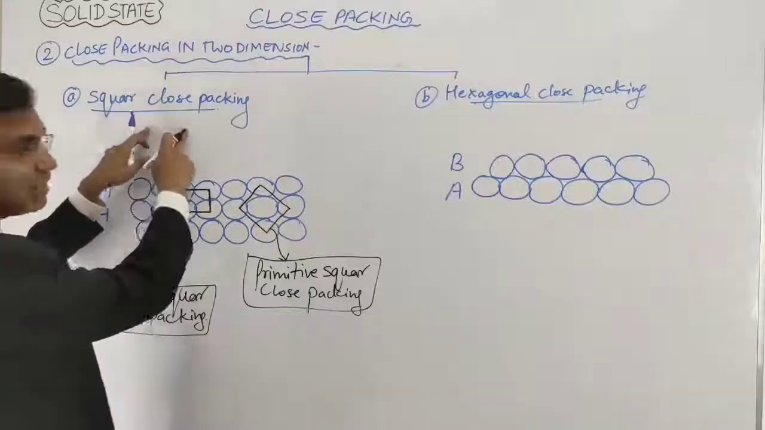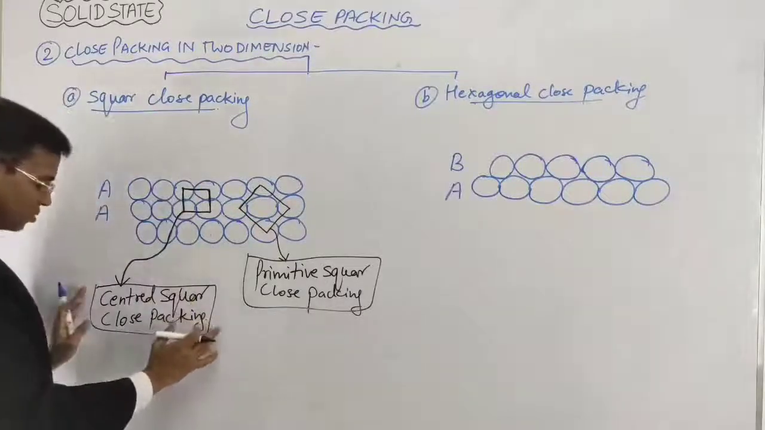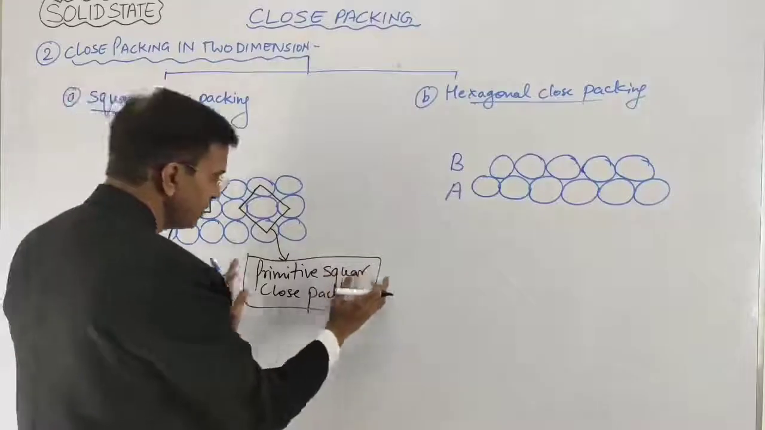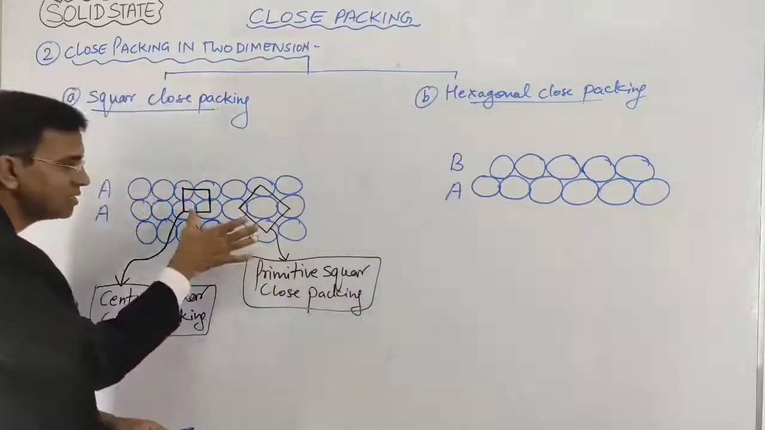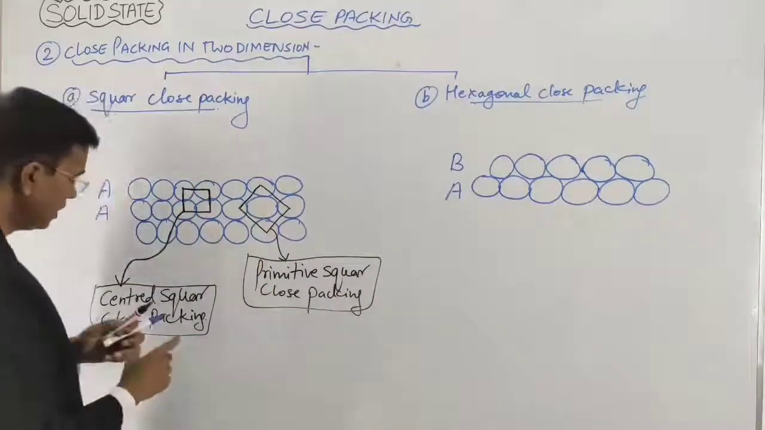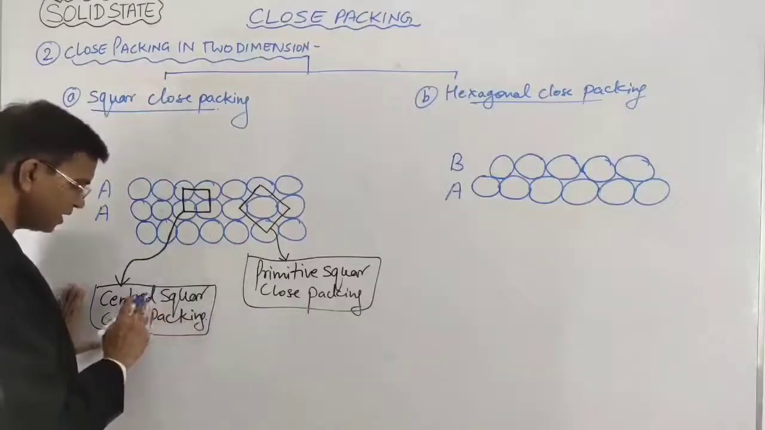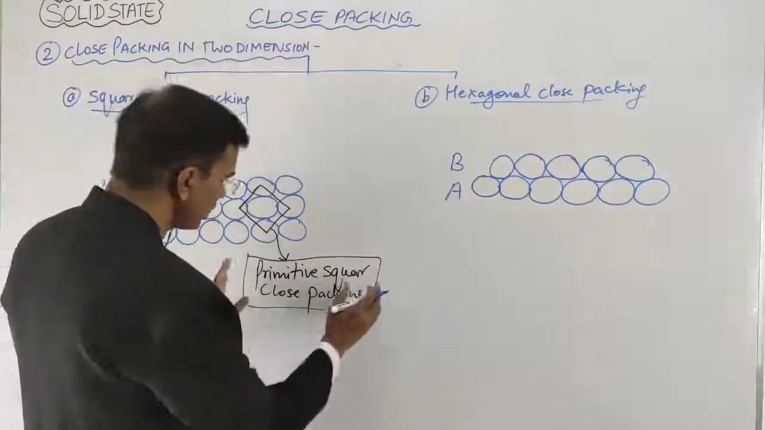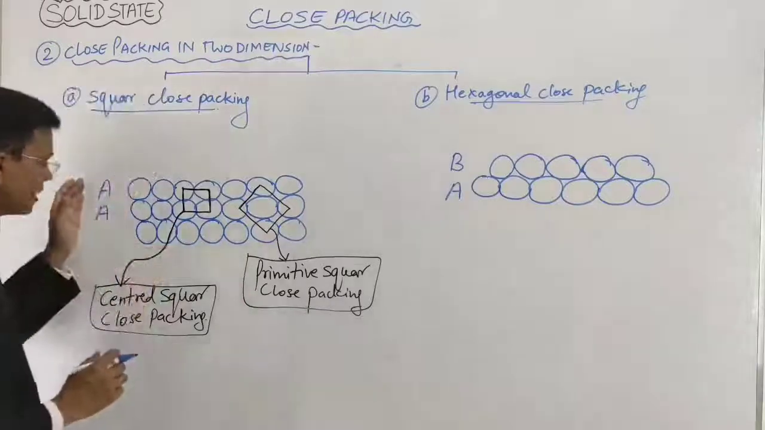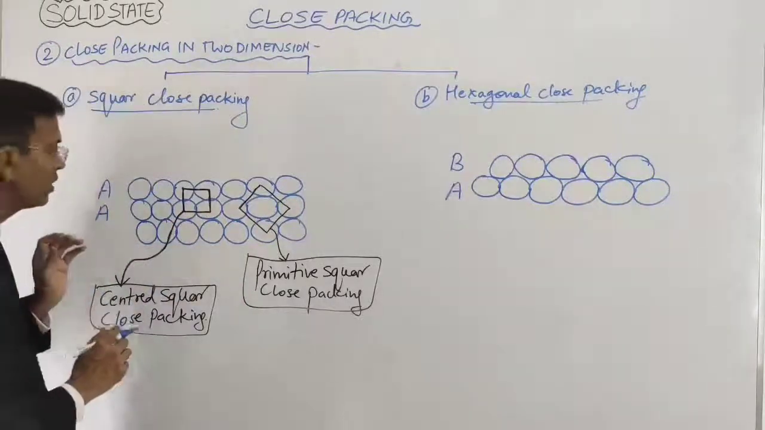So square close packing has two types. One is centered square close packing and the second is primitive square close packing. And this is the difference between them, right? Now in both centered square close packing and primitive square close packing, the atoms arrangement is of A type, right?